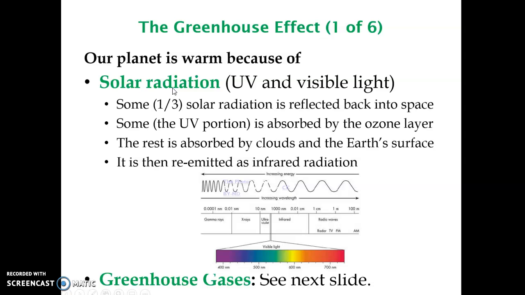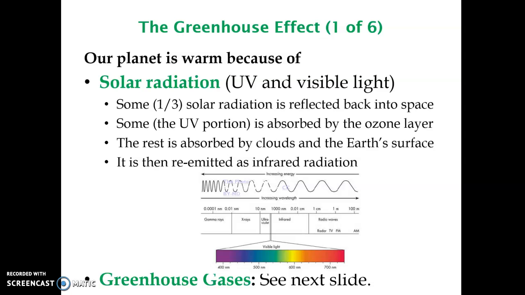When the sun sends its radiation toward Earth, there are 2 types of radiation that reach us: ultraviolet and visible light. About 1/3 of solar radiation is reflected back into space by things like clouds and ice. The UV portion is mainly absorbed by the ozone layer.